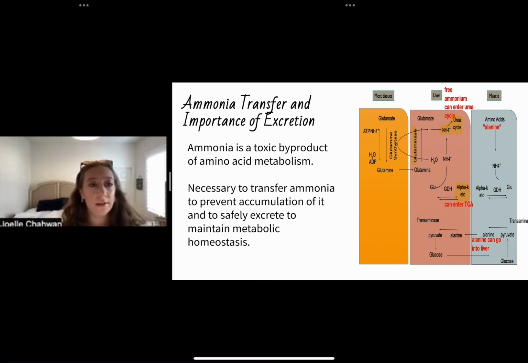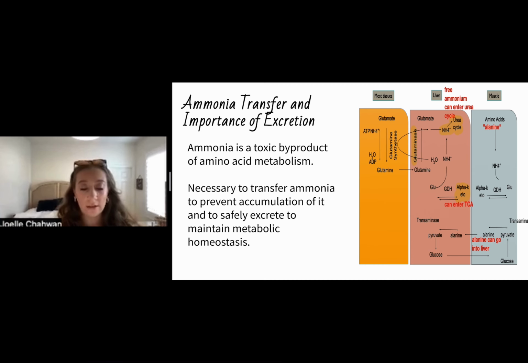Okay, so we're going to be discussing the ammonia transfer and the importance of excretion of ammonia. And we'll be discussing the normal mechanism of ammonia transfer. Ammonia is a toxic byproduct of amino acid metabolism, as well as other nitrogen-containing compounds. It's necessary to transfer ammonia to prevent accumulation and to safely excrete excess nitrogen to maintain metabolic homeostasis.